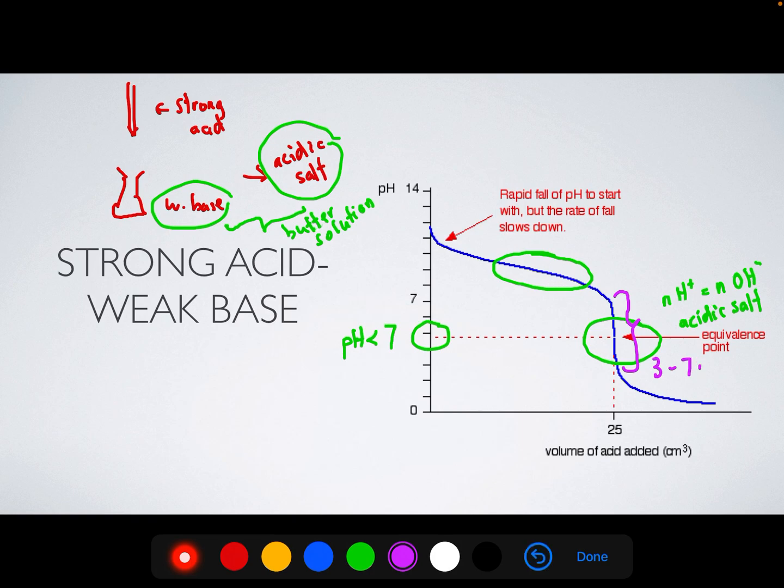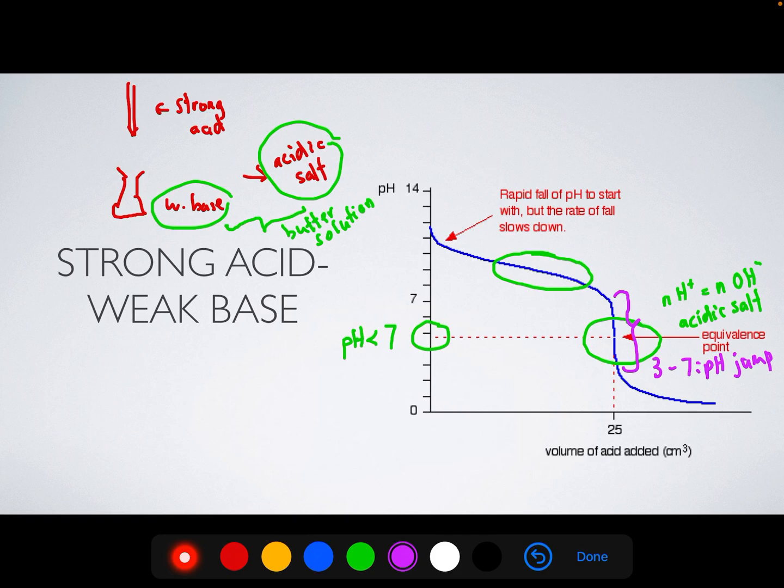So pH jump of weak base and strong acid dia lebih pendek daripada pH jump strong acid strong base tadi dan dia more towards lower pH. Dia punya range tu lebih kepada pH yang rendah.